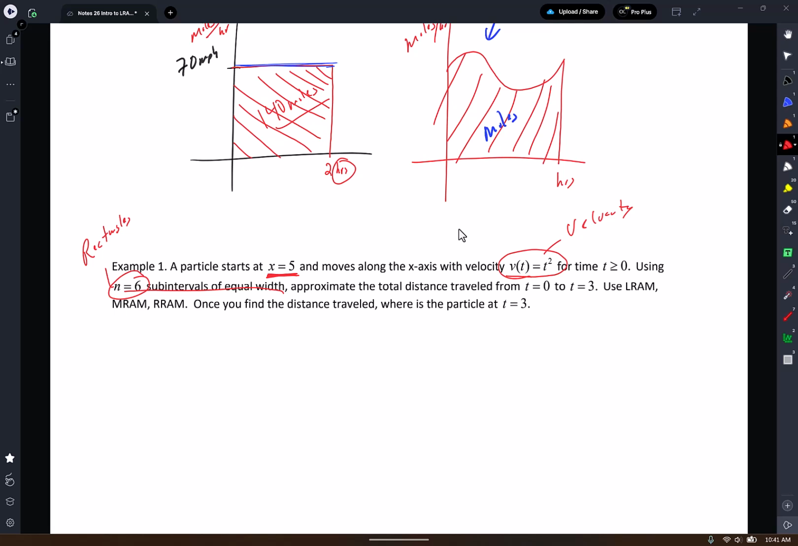Approximate the total distance traveled between t equals 0 and t equals 3. Use LRAM, MRAM, and RRAM. Once you find the distance traveled, where is the particle at t equals 3? Okay, there's a lot of stuff going on.